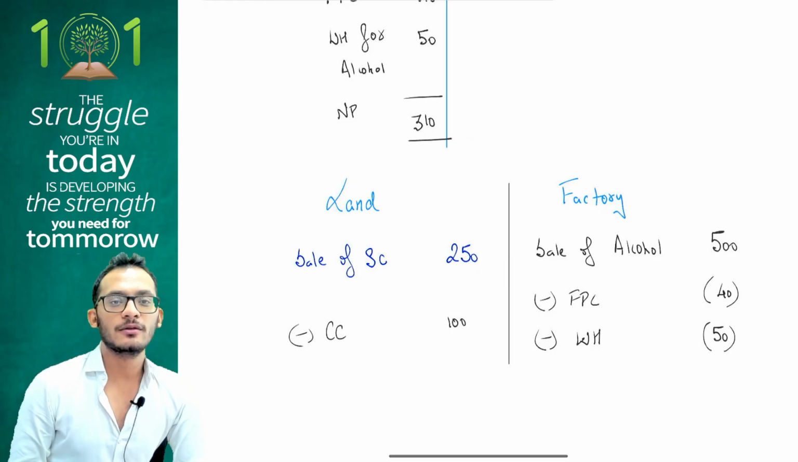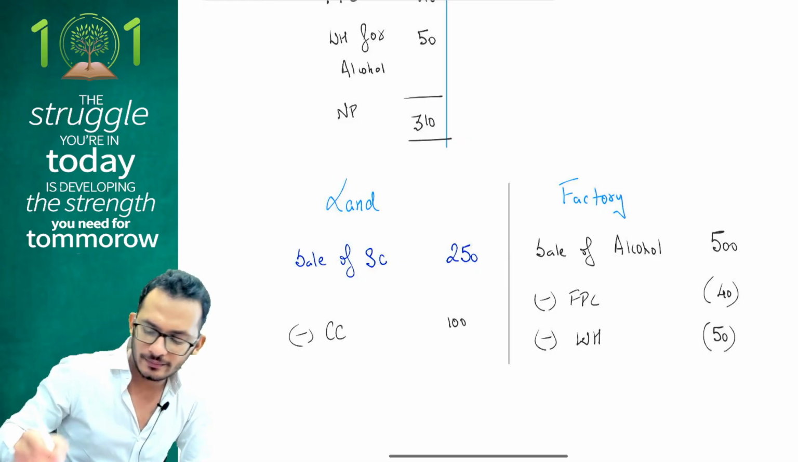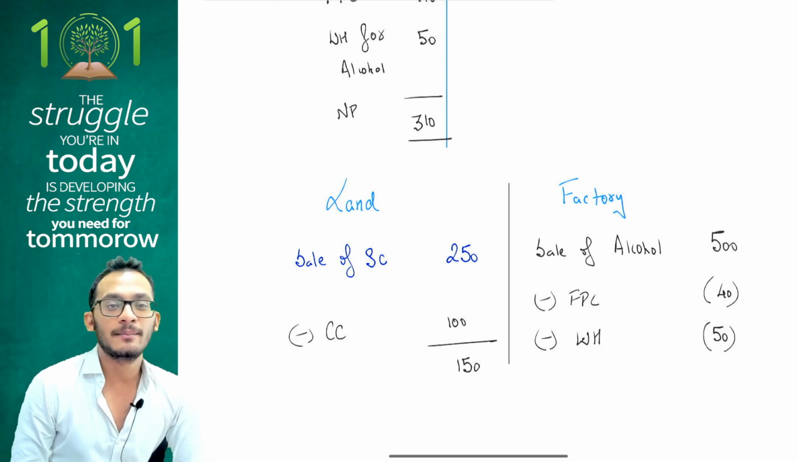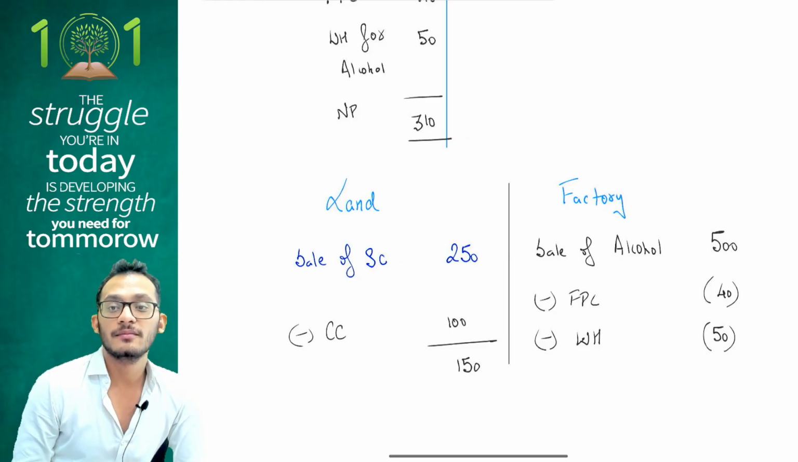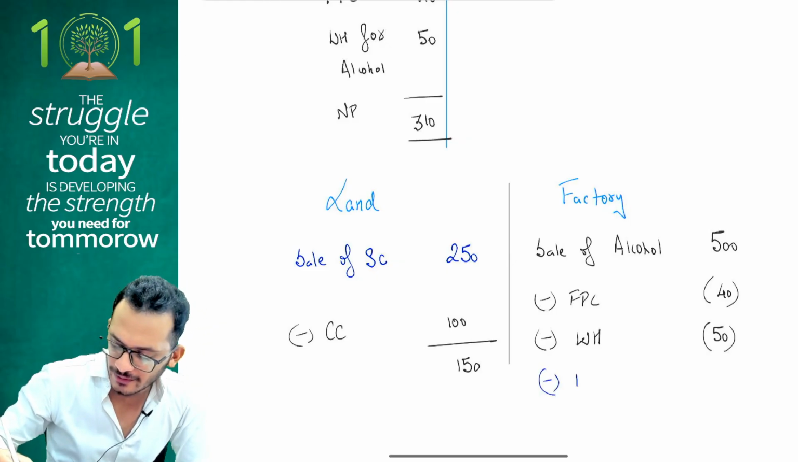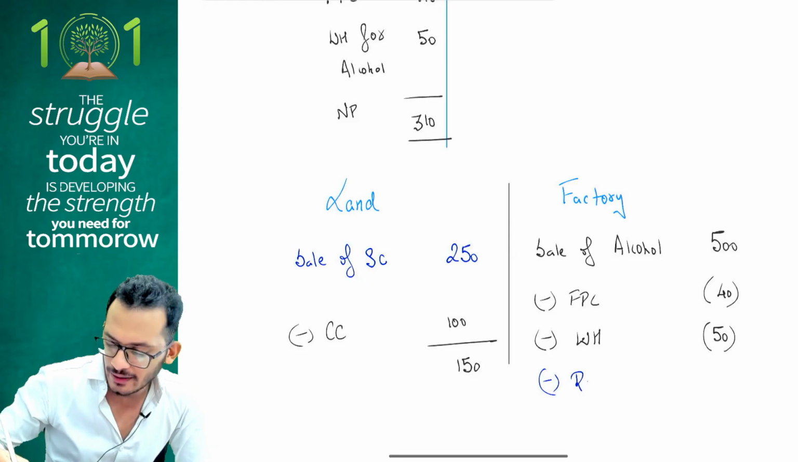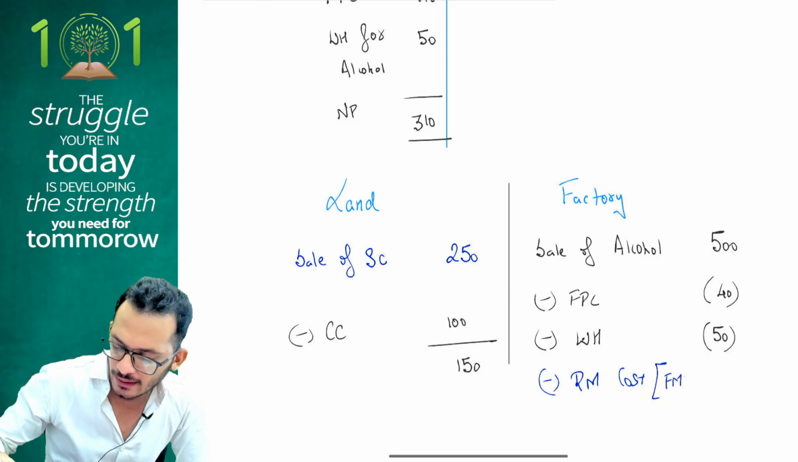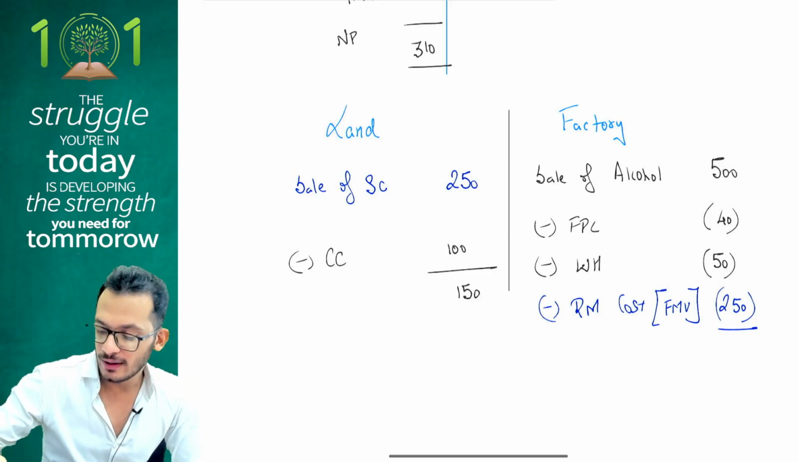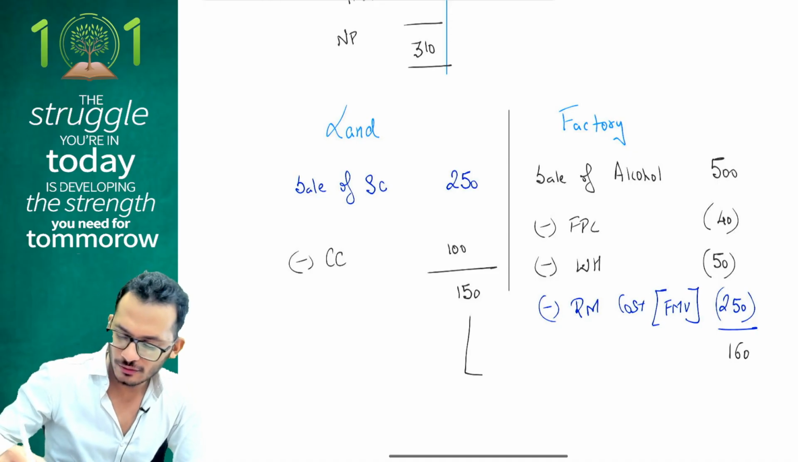Now tell me, people, do I know the profit of land? Profit of land is 150. Factory went to the market and bought it at the price of 250, which means minus raw material cost, which is nothing but the fair market value. Number is 250. Look at my profit. Profit number is 160. People, total both.